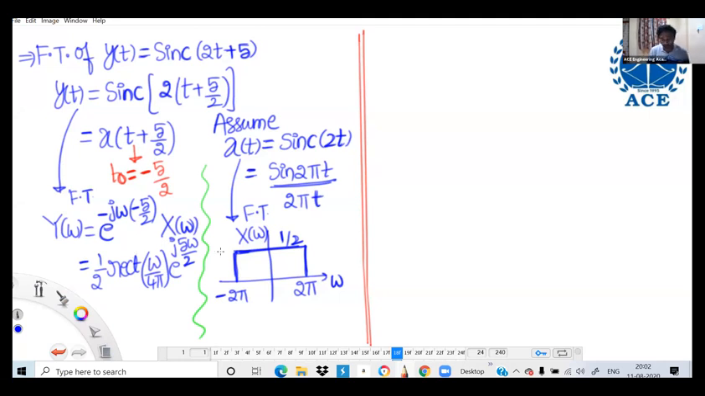For sinc 2t, we got the spectrum amplitude of 1 by 2. Recollect everyone, sin(at) by pi t means rectangular spectrum under duality. Just now we discussed, sin(at) by pi t means rectangle from minus 2 pi to 2 pi. The extra scaling factor is the amplitude.